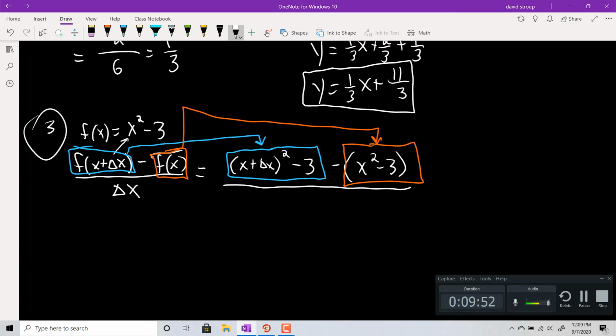And then divided by the change in x. My goal is to clean up the numerator and hopefully cancel out the denominator and just have something without the fraction. So first what I've got to do is FOIL: x plus change in x times x plus change in x, right?